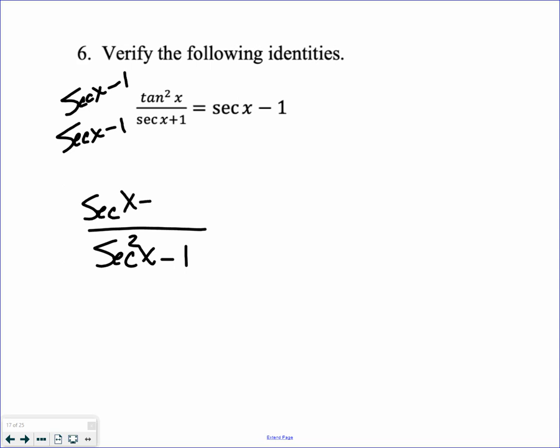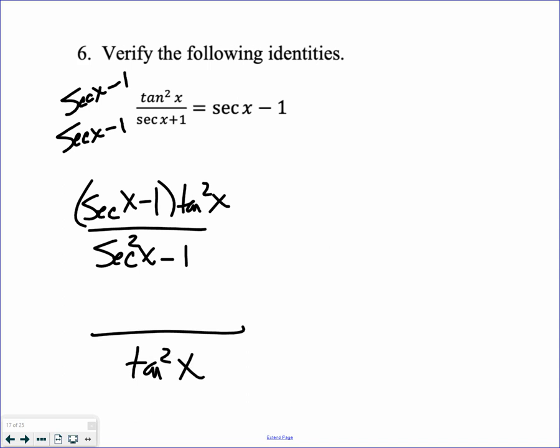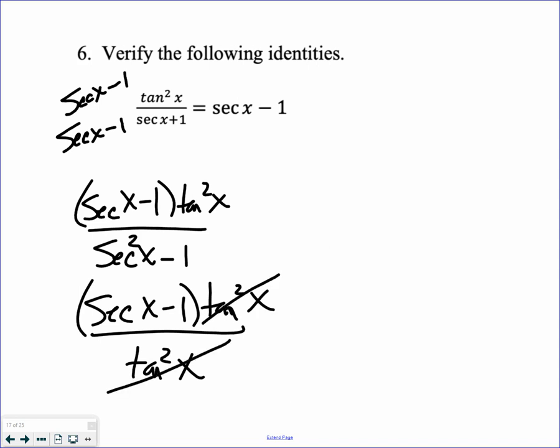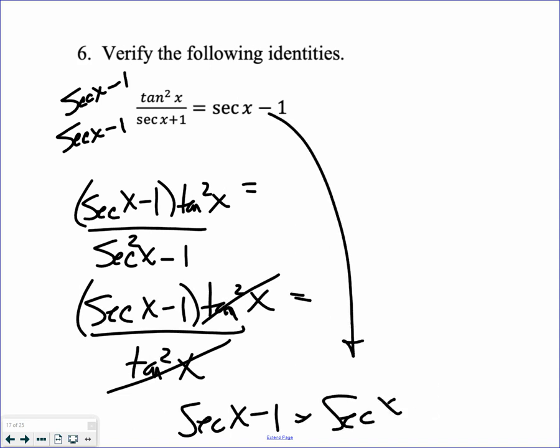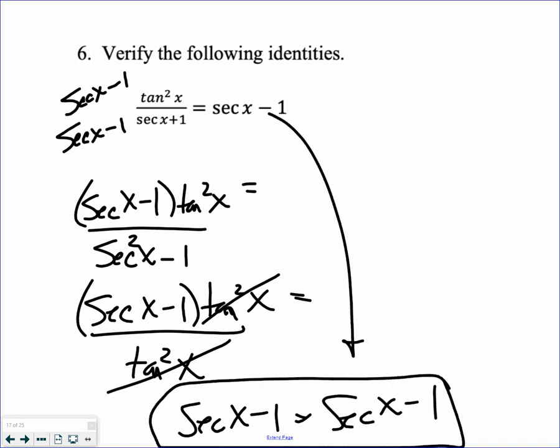I'm actually going to leave that. I'm not going to distribute. All right, so now secant squared x minus 1 is tangent squared x using my Pythagorean identity, which cancels out the tangent squareds, leaving me secant of x minus 1, which is what I was trying to prove, that the left-hand side would equal the secant of x minus 1.